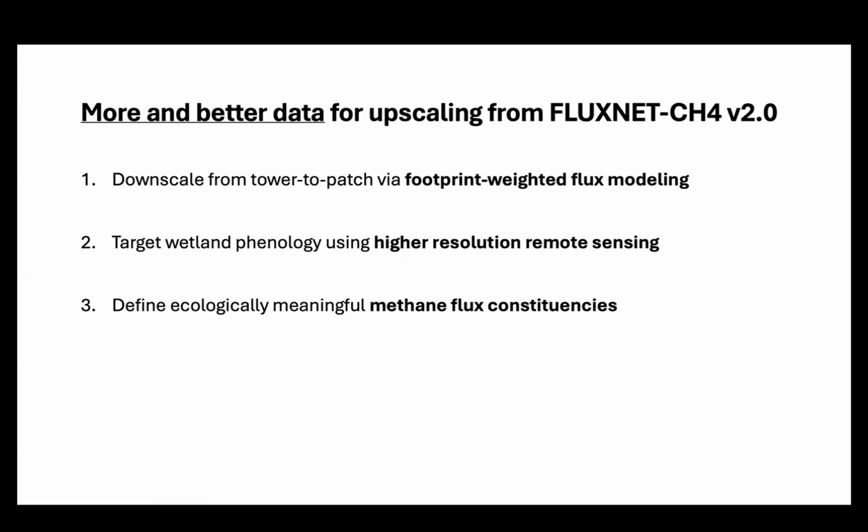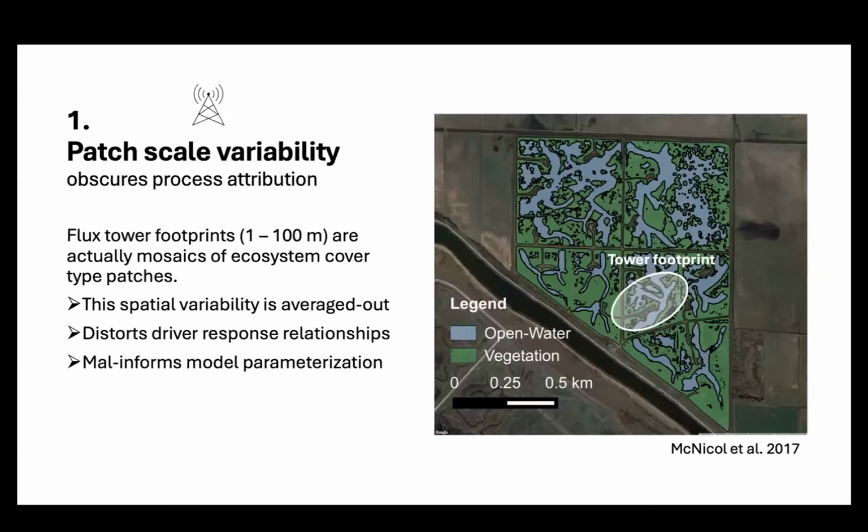So one is that we can actually go from these spatially averaged fluxes at the tower down to footprint weighted fluxes, approximating a spatially explicit map of fluxes within a tower footprint. There's a lot of opportunity, I think, to use higher resolution remote sensing predictor data. And then we can also think a little bit, I think, in a more ecosystem oriented way about methane at a global scale. So just to quickly illustrate these points, wetlands are notoriously heterogeneous spatially, and we average a lot of that out when we look at a tower footprint.